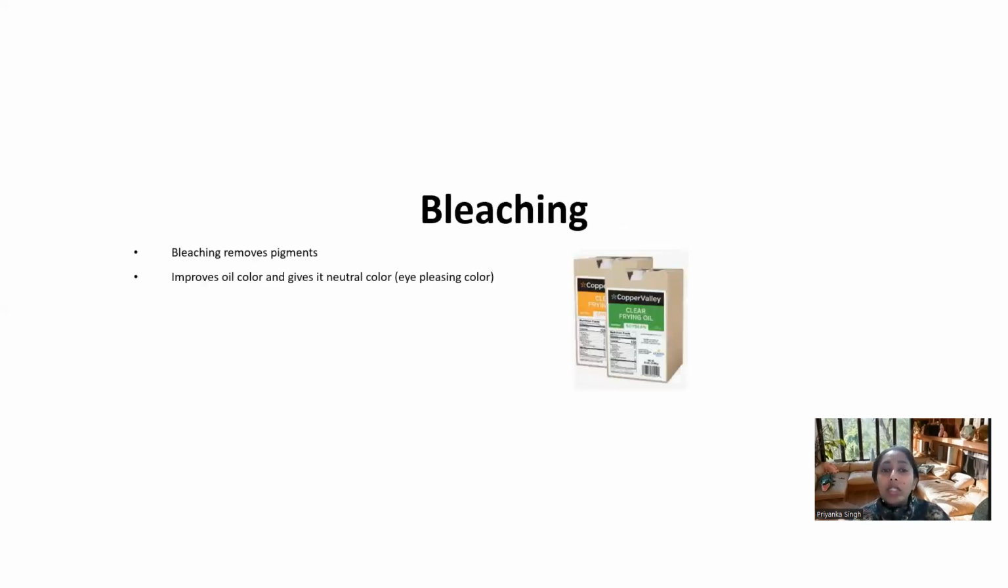What are the different types of refinement that our oil goes through? Bleaching. This process is done to remove the pigments from the oil and give our oil a very neutral color, which is eye pleasing. This is done to make the oil impress its users, if I put it in straight words.